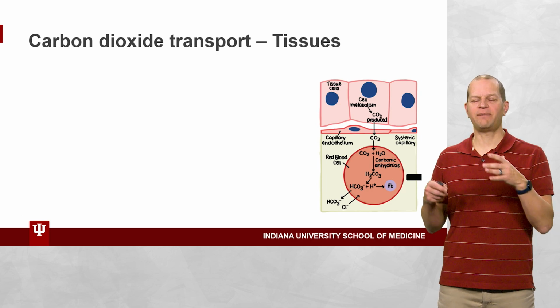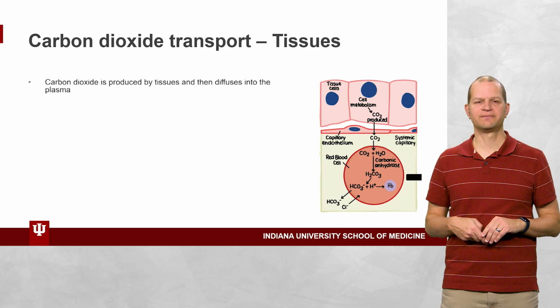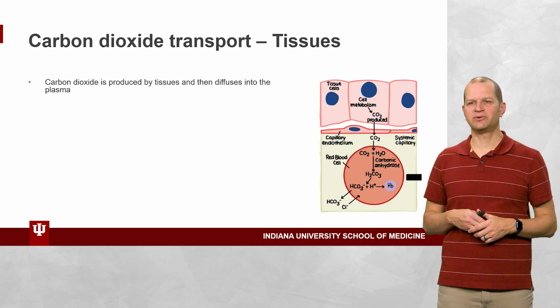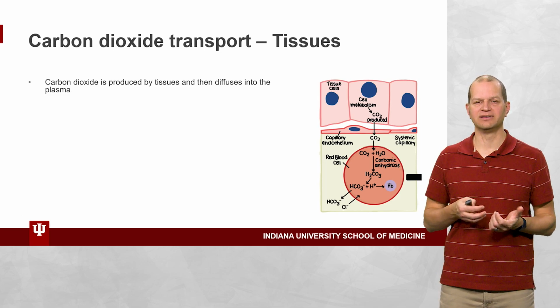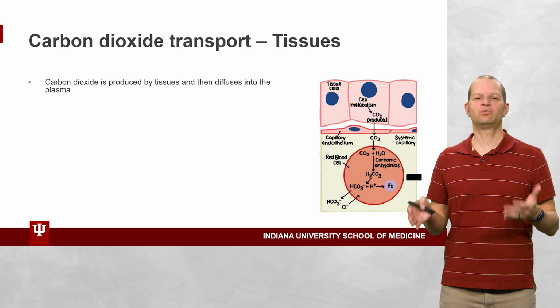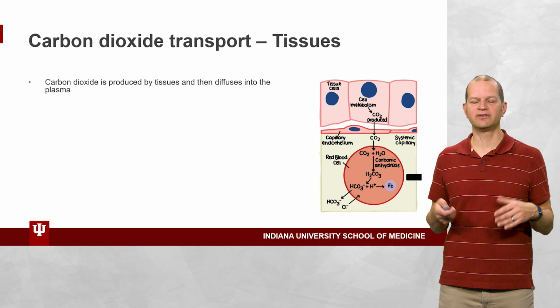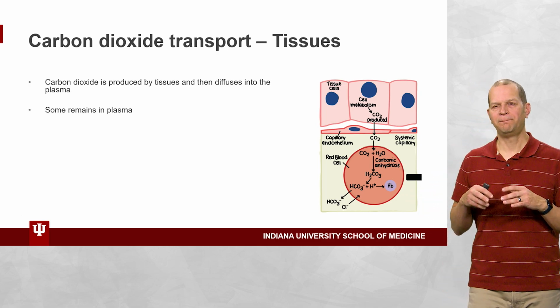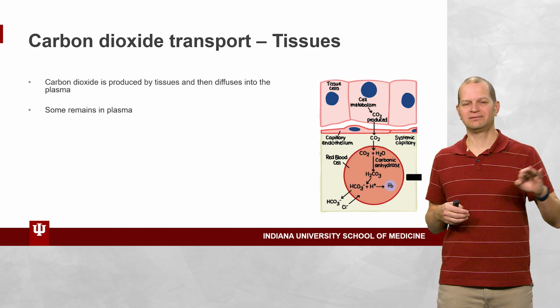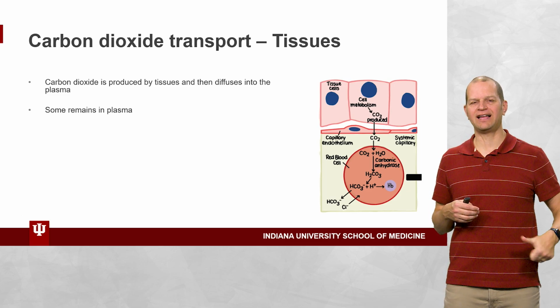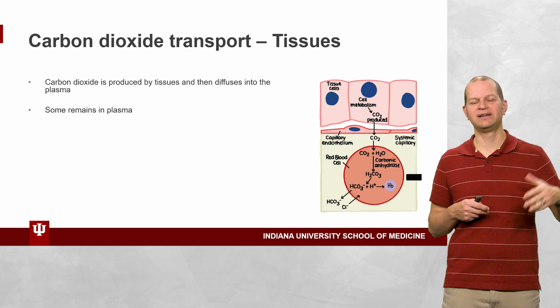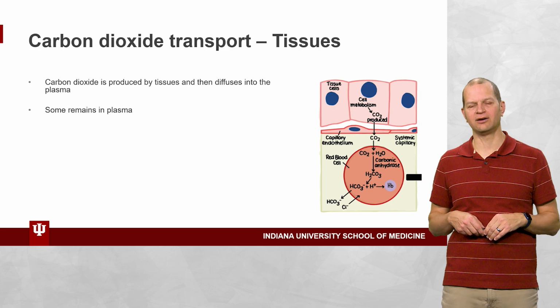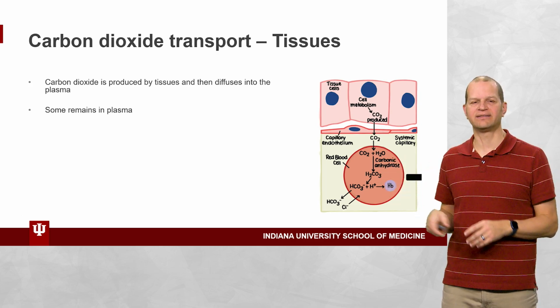So we're going to start off by what happens in the tissues. Carbon dioxide is produced by the tissues during metabolism. That carbon dioxide will then diffuse into the plasma. Okay, but once it gets into the plasma, we need to keep some of it in the plasma, some of it will bind to hemoglobin, and most of it will be converted to bicarbonate. So let's talk about how we get there.